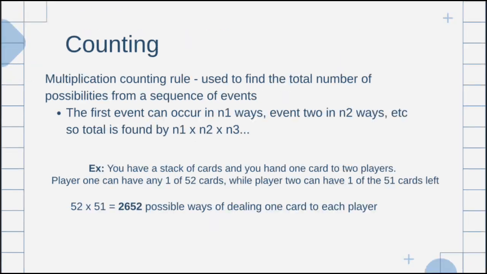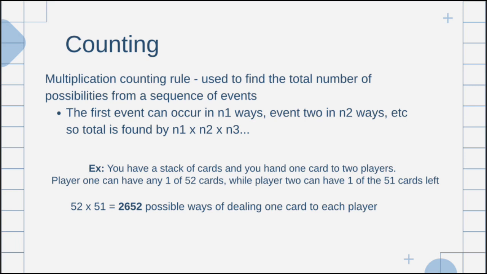Next is the multiplication counting rule, which is used to find the total number of possibilities from a sequence of events. So it's usually found by taking event 1, all the possible ways that can happen, multiplied by event 2, all the ways that can happen, then event 3, and so on.